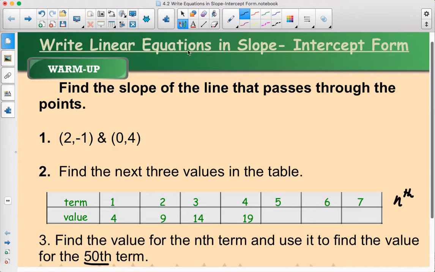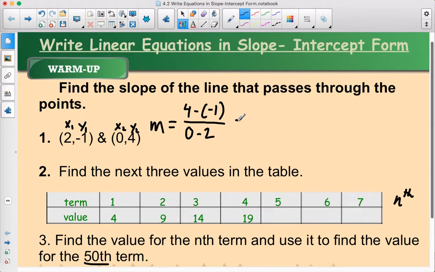Okay, welcome back. Let's do the first one real quick. First one's just a brief review. Make sure that we are able to calculate slopes. The slope is equal to 4 minus a -1 because it's my rise, which is my change in y, divided by my run, which is my change in x. 0 minus 2. If you need to, label your points. This is x1, y1, x2, y2.